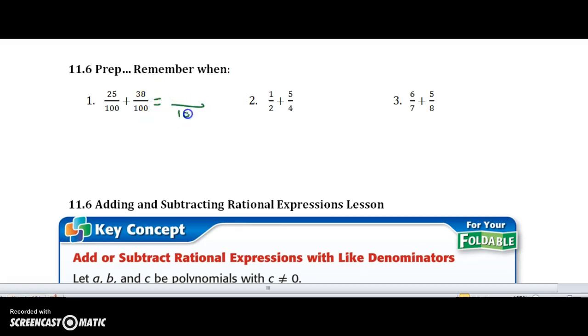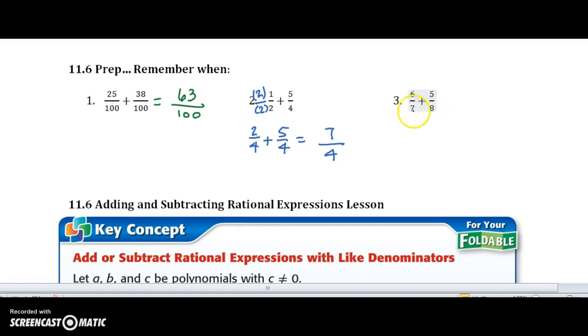So if we already have a common denominator of 100, we can just add our numerators and get 63 over 100. If we don't already have a common denominator, then we have to ask ourselves, 2 times what gives me the denominator of 4? Well, that'd be 2 times 2. But I don't have the right to just change the denominator. Remember, we have to multiply times 1 so that we don't change its value. So this turns into 2 over 4 plus 5 over 4. Now we have a common denominator of 4, and we end up with 7 over 4.